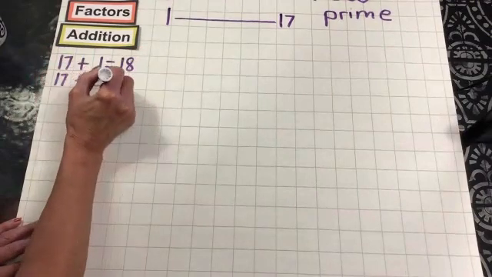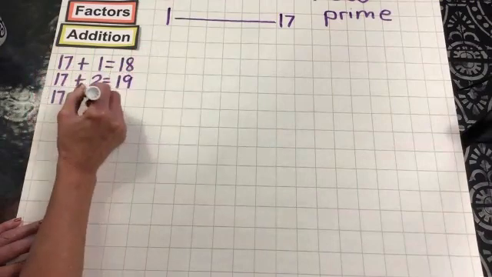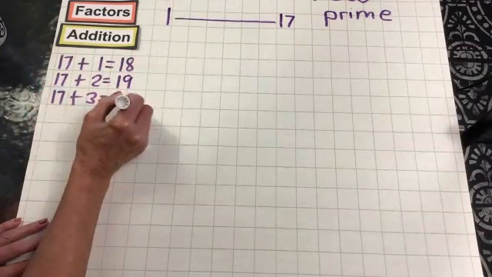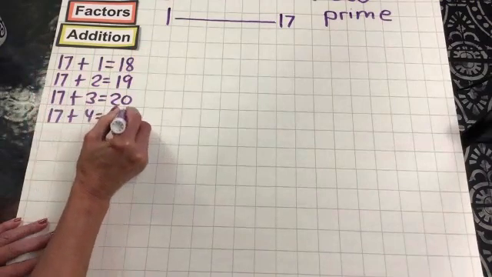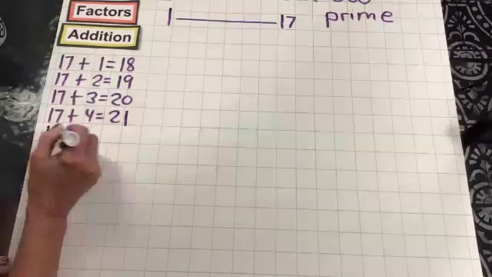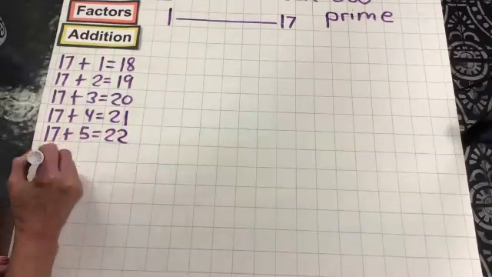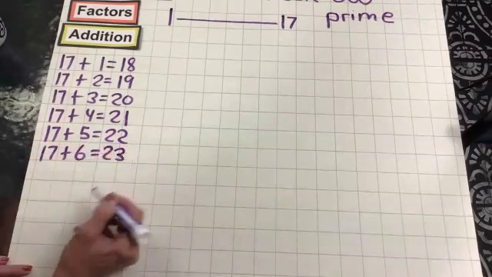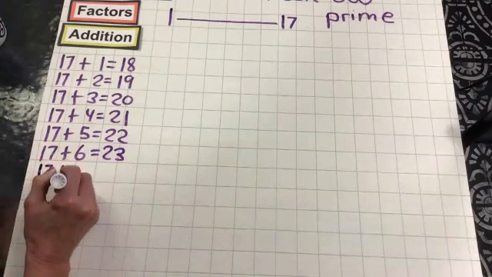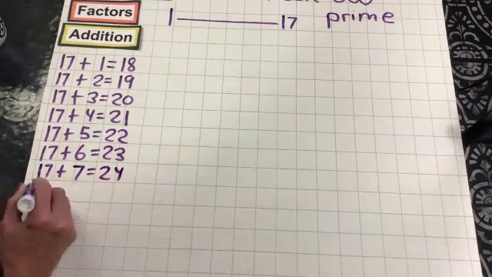17 plus 2 equals 19. 17 plus 3 equals 20. 17 plus 4 equals 21. 17 plus 5 equals 22. 17 plus 6 equals 23. 17 plus 7 equals 24.